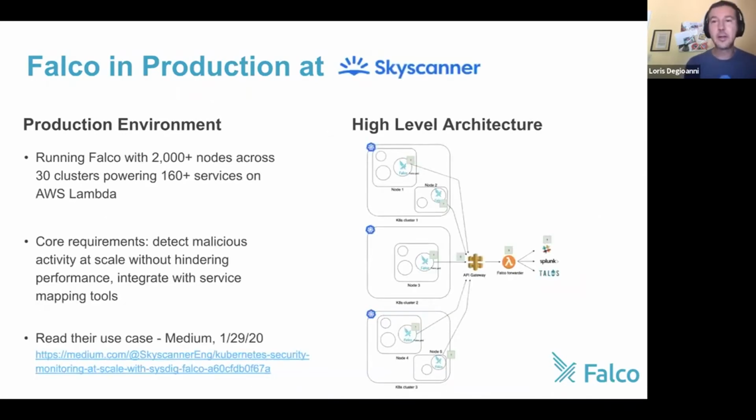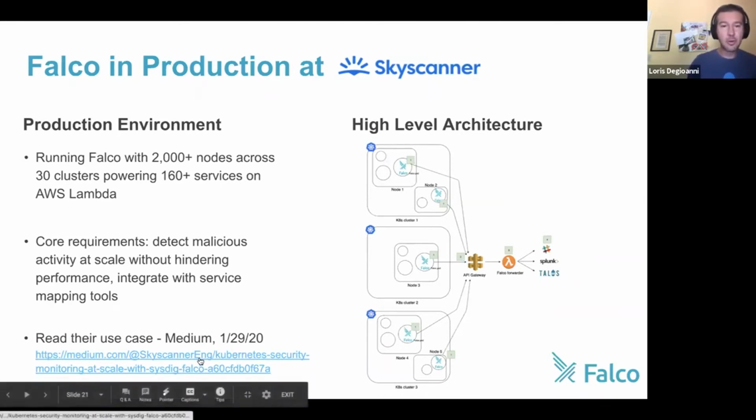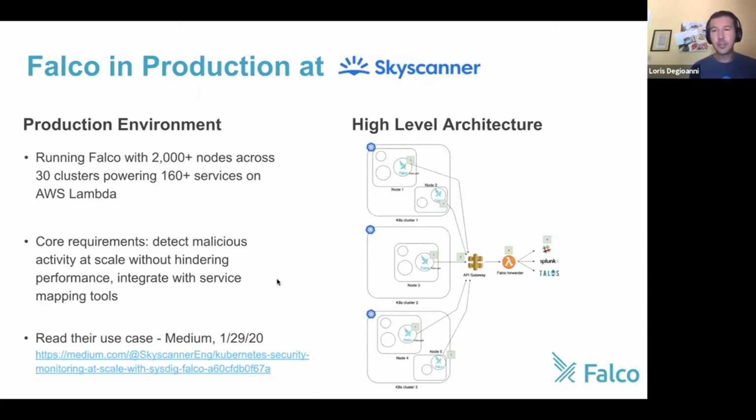Another use case is Skyscanner. Skyscanner has 200 plus nodes on 30 clusters with 160 services on top of them. And I have a link to the blog post in which they describe essentially how they use Falco and the kind of evaluation that they did with Falco before putting it into production. For example, it's very interesting to look how important for them the overhead of this instrumentation was. And we go back to ptrace versus kernel module and so on, and how they really scrutinized Falco performance-wise and overhead-wise before deploying it on their infrastructure.